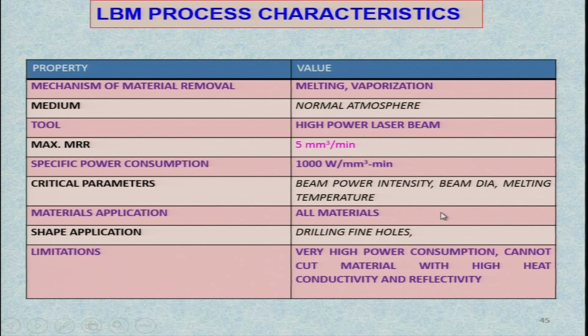Now, this can be used for almost all kinds of material, except those materials which have very high thermal conductivity and very high reflectivity, just like aluminum. It is very difficult to machine aluminum by this particular process, as well as materials like copper. So, one has to see carefully what material they are going to machine with this process. Shape application: you can make different kinds of shapes, that is not a big problem at all. Only thing is you have to have relative motion between the laser beam and the workpiece being machined. Limitations: very high power consumption, and it cannot cut material with high heat conductivity and reflectivity. Just now I gave you the example of copper and aluminum.